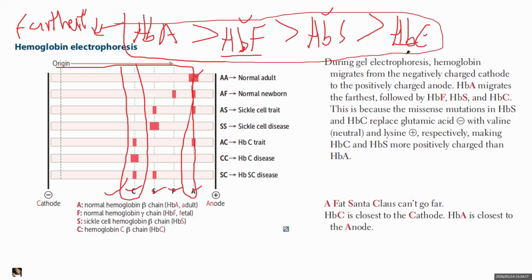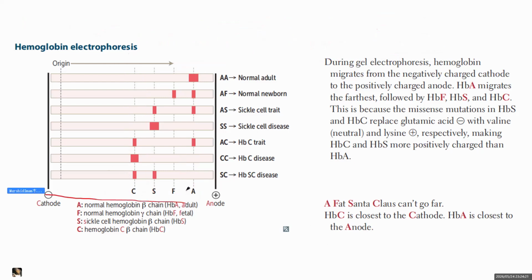So if you are moving from cathode towards the anode, it would definitely be C, S, F, A, right? You have to remember it. This is one of the classic orders, which is also given over here: HbC is closest to the cathode.